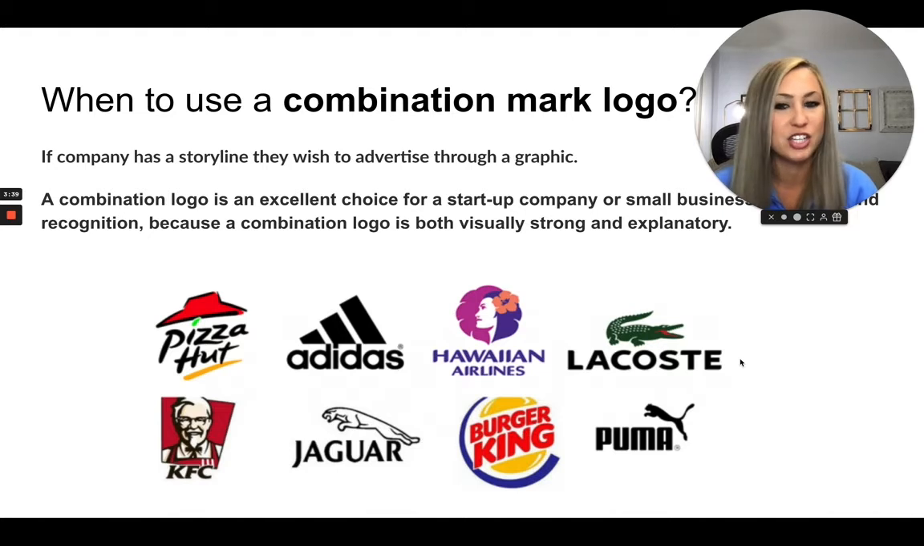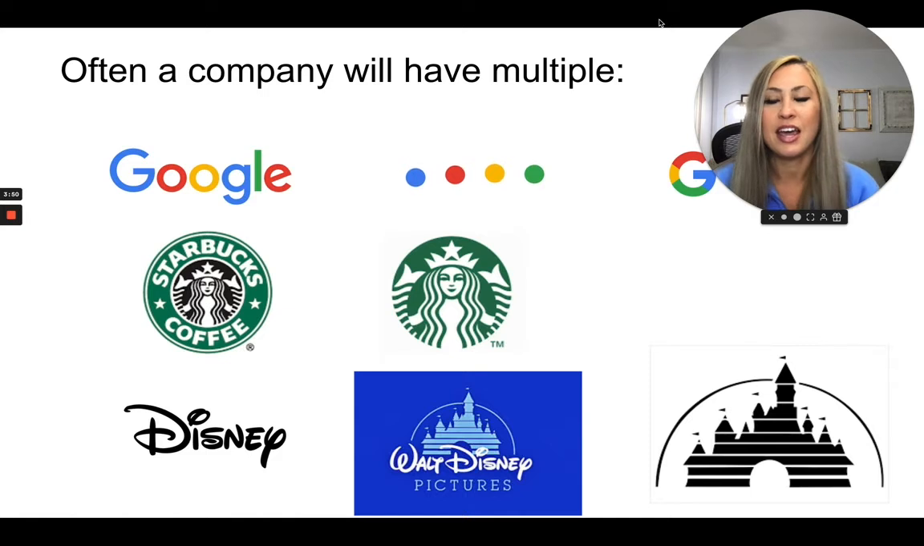So this is visually strong, and it really explains more about your company by having both the text as well as some sort of graphic going along with it. And companies often have multiple logos. You can see my example of Google, Starbucks, and Disney.